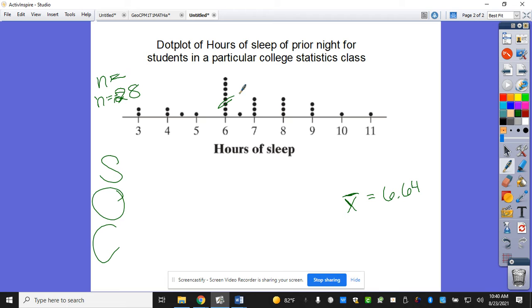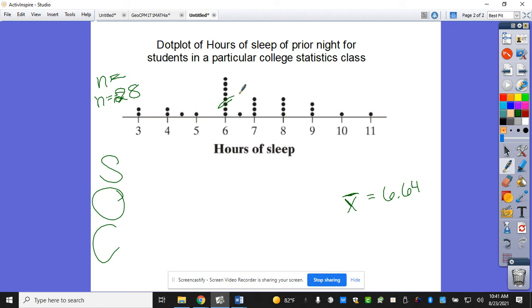Interpret. That means roughly equal numbers of people slept less than 6 hours of sleep to those who slept more than 6 hours of sleep. So about half slept at or less than 6 hours of sleep, and about 50% slept at or above 6 hours of sleep. And you don't have to say at or above, that gets kind of funny.